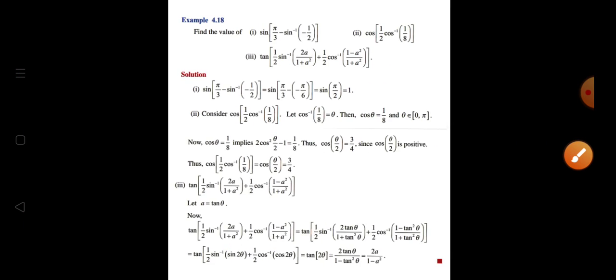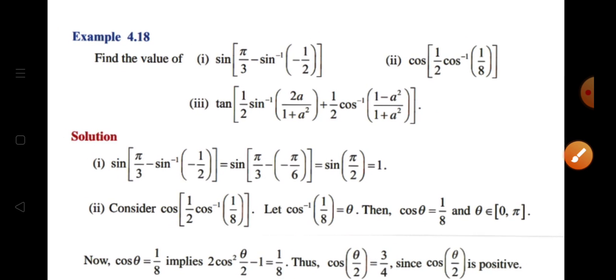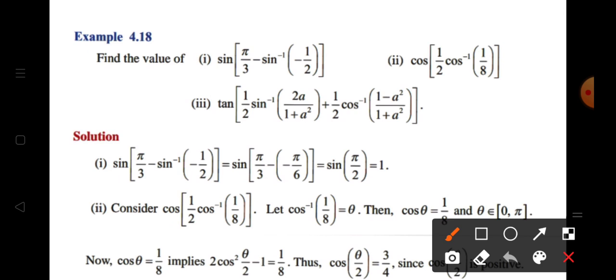Okay, listen. Here three subdivisions are there. Find the value of first one: sin of pi by 3 minus sin inverse of minus 1 by 2. Second sum: cos of 1 by 2 into cos inverse 1 by 8. Third sum: tan of 1 by 2 into sin inverse 2a by 1 plus a square, plus 1 by 2 into cos inverse 1 minus a square by 1 plus a square.